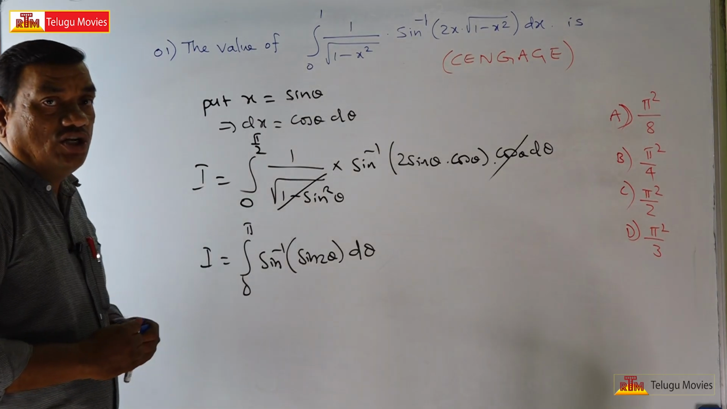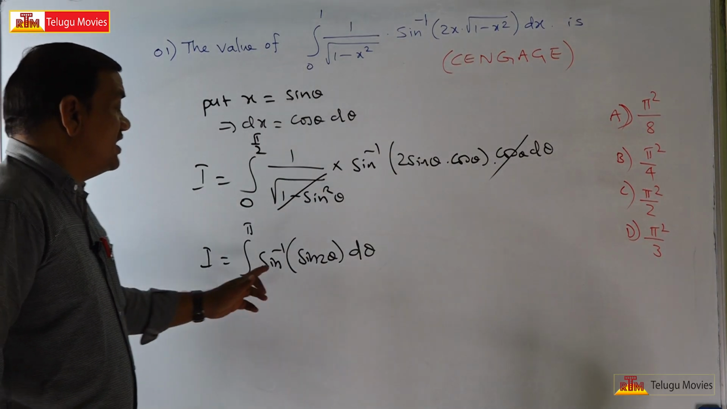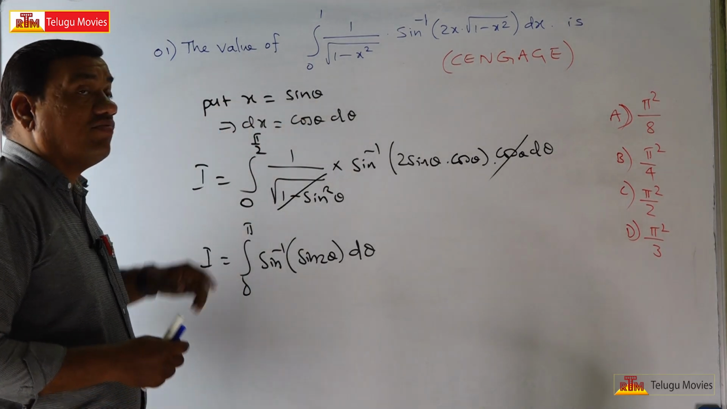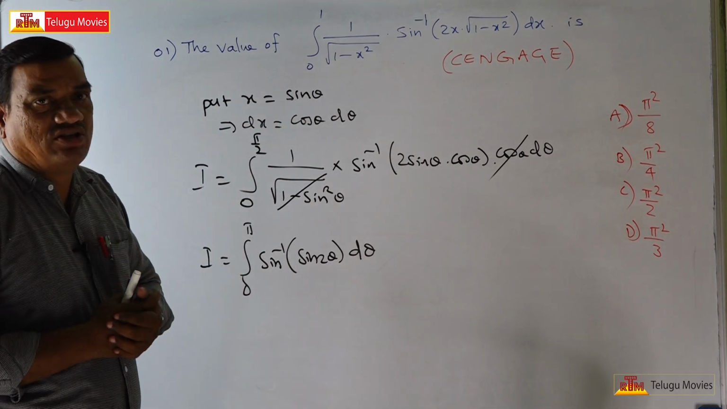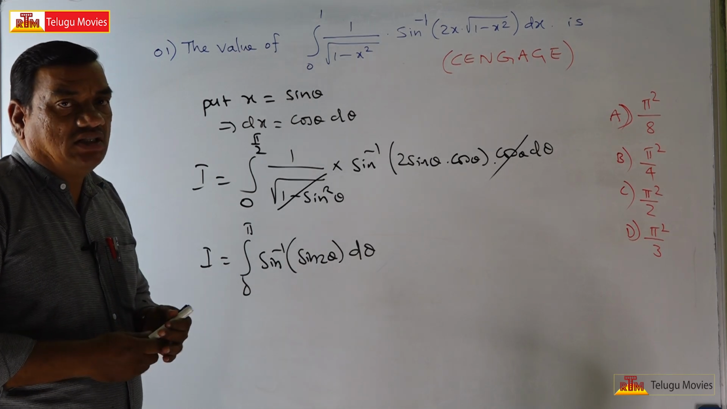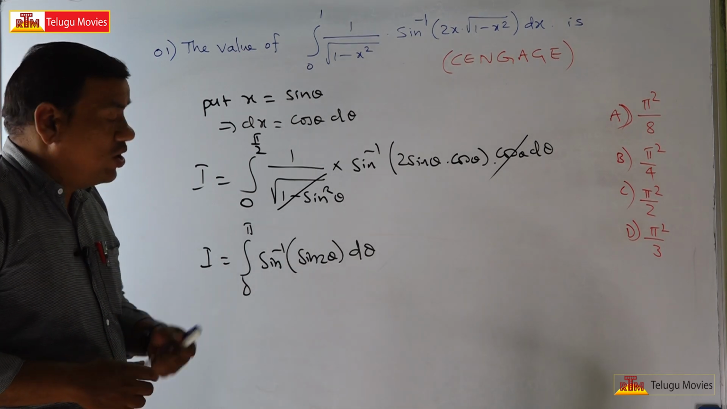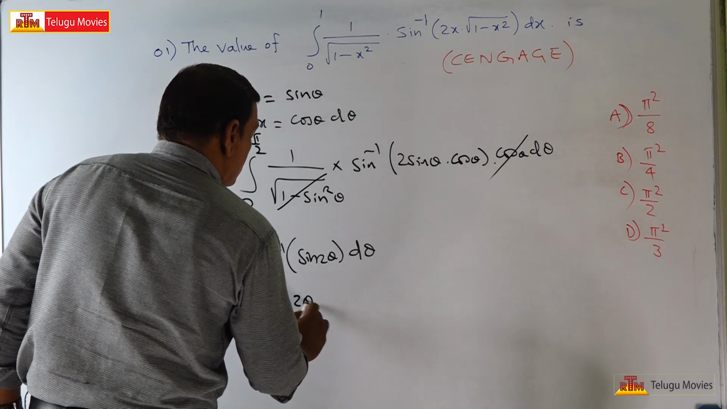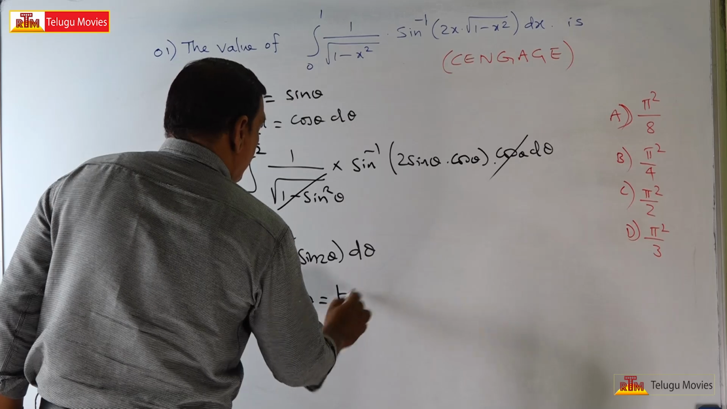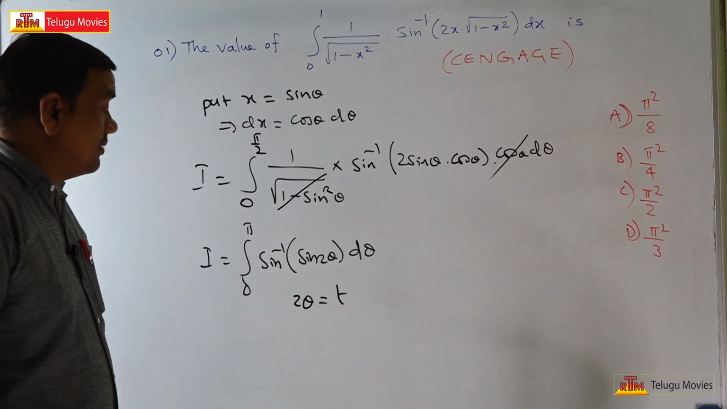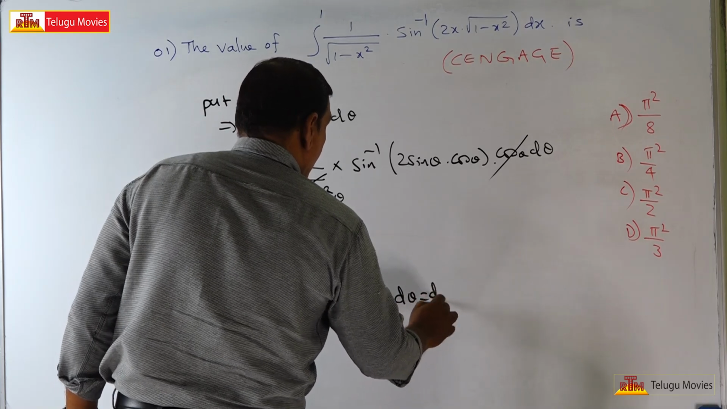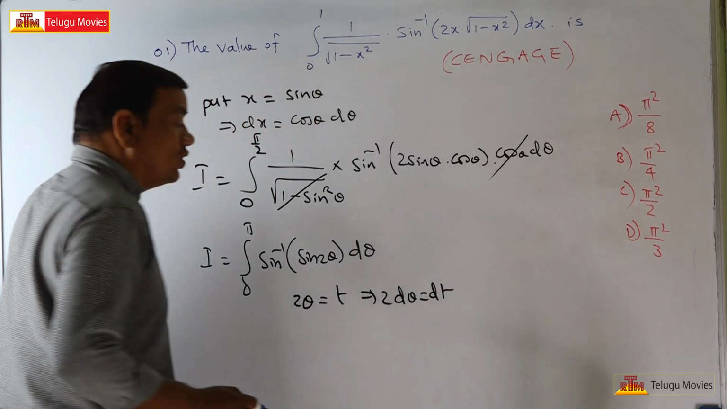Generally, students will now take sin inverse of sin 2 theta as 2 theta, then theta becomes sin inverse of x, and you have to find the integral of sin inverse of x, which is somewhat difficult. So instead, substitute 2 theta is equal to t. This implies 2 d theta is equal to dt, so d theta is equal to 1 by 2 dt.